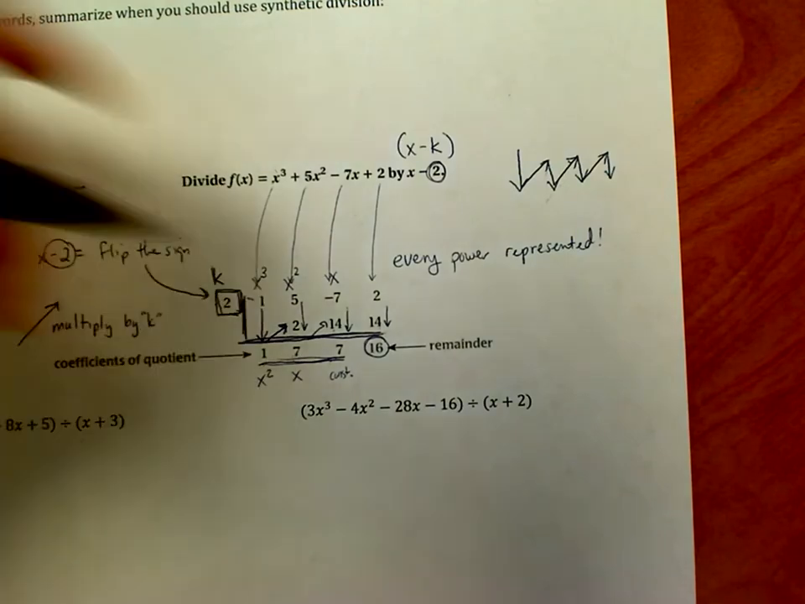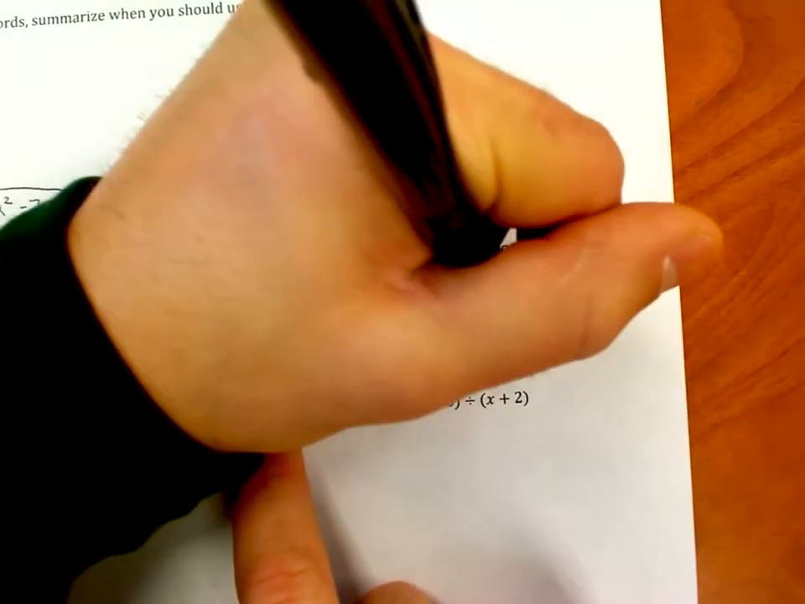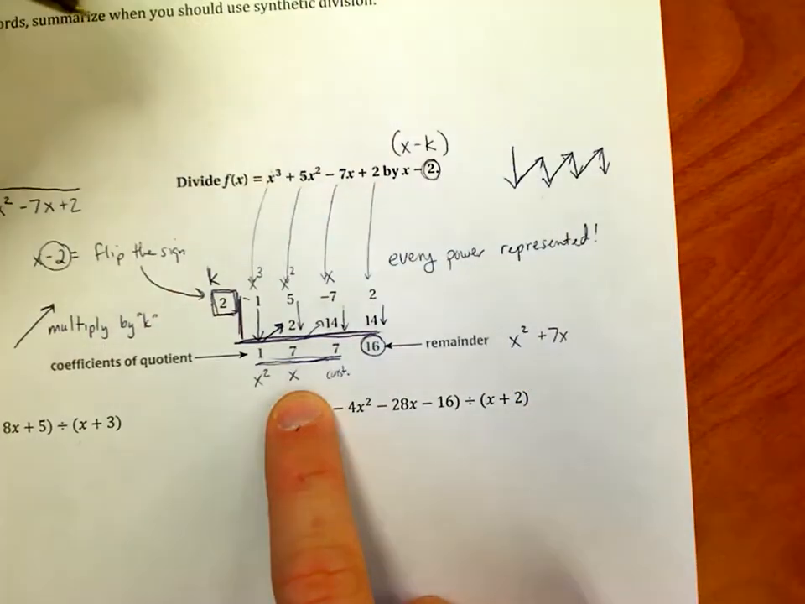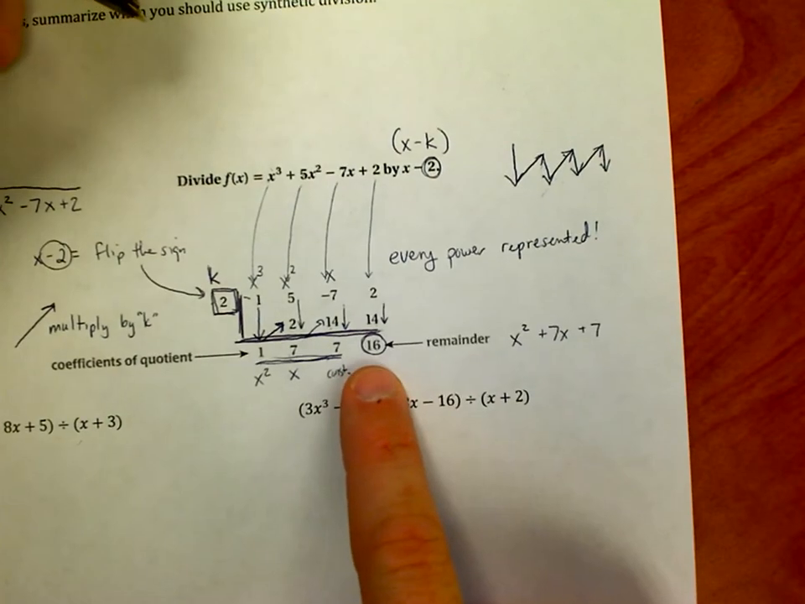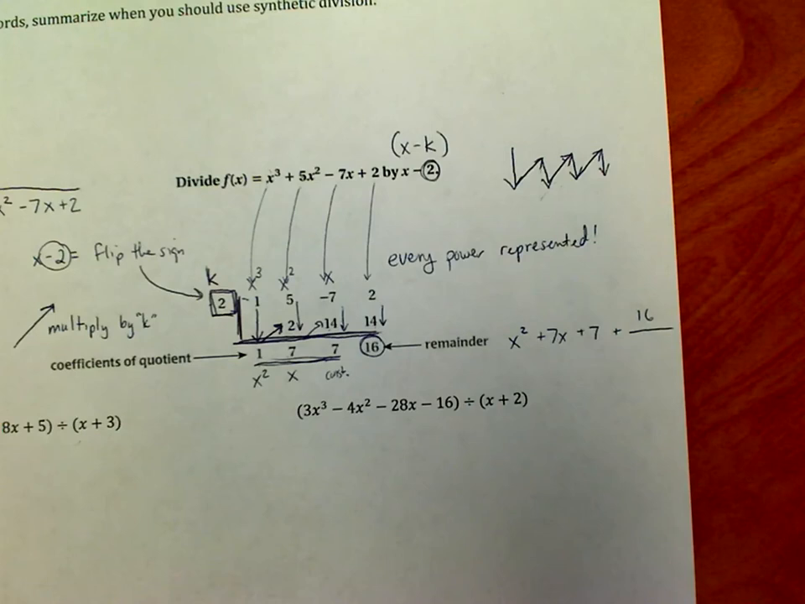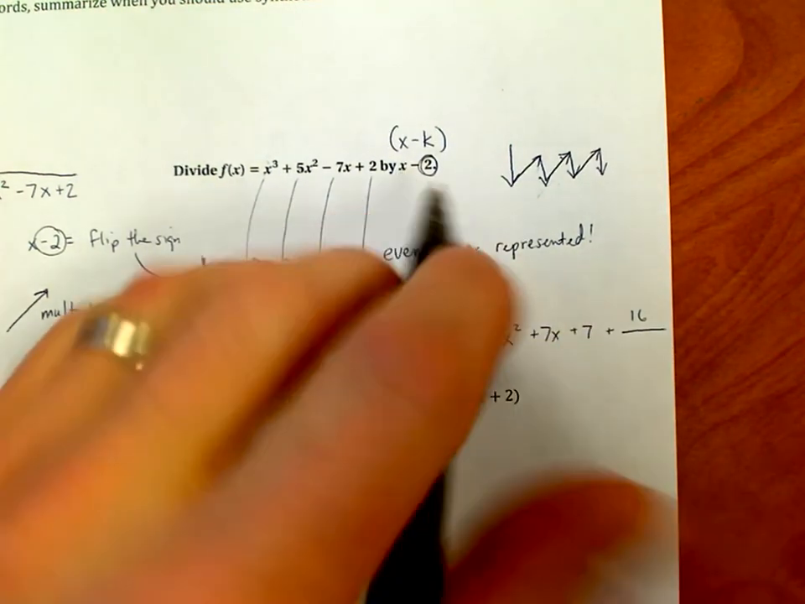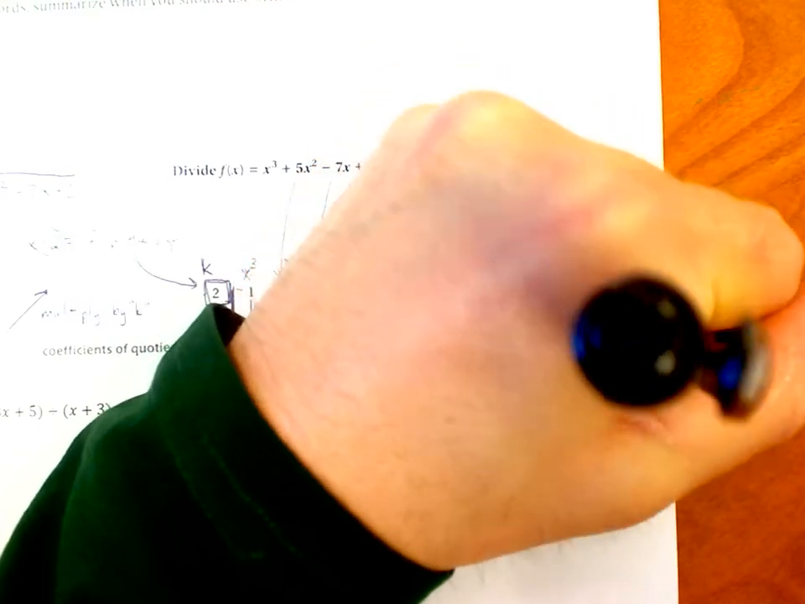Meaning that my answer is a single x squared, 7x, 7 for the constant, 16 for the remainder. And the remainder, if you go back to the problems dealing with long division, you know is 16 over what I'm dividing by, which in this case is the x minus 2.